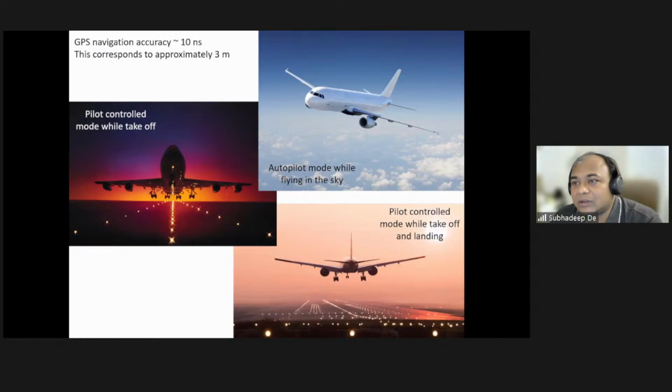If we can improve this from tens of nanoseconds to a few hundreds of picoseconds accuracy in the future, then everything can be in autopilot mode. And let me tell you that most of the mishaps for flights happen during takeoff or landing, because they are mostly human errors. So that can be largely avoided if we can make everything autopilot, and that requires more accurate timing systems. So that's the demand, why we have to have much more accurate timing systems. This is just one example.